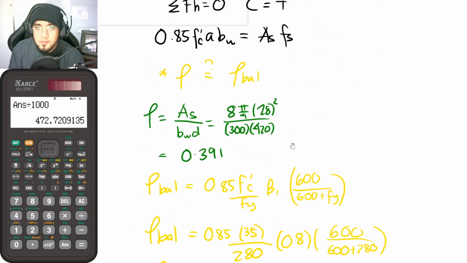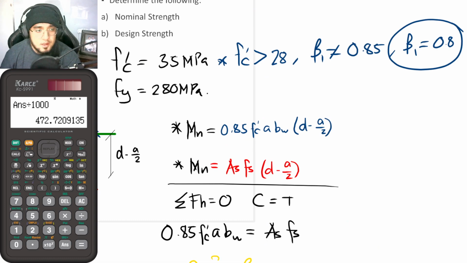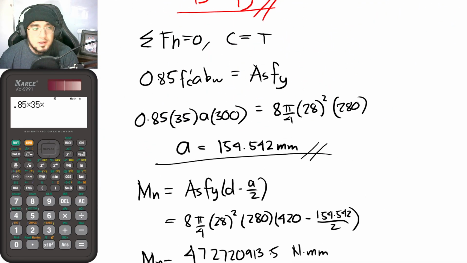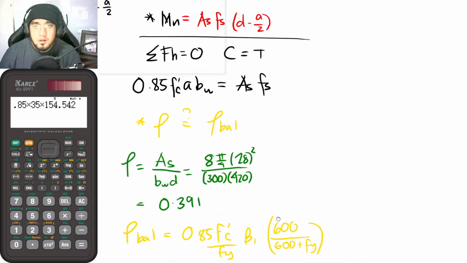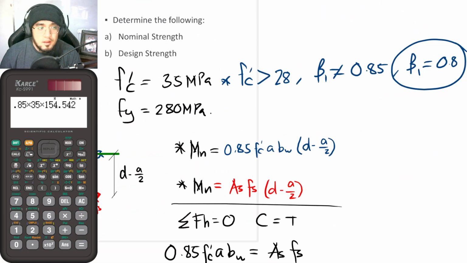So in order for you to check, you can make use of the other formula, being this. Let us try, but I would not write it any longer. I will just direct it to my calculator. So 0.85 times F prime C of 35 times A. What was our A again? So our A is 154.542, then times BW of 300, so again we are referring to this equation here, so times 420 minus A of 154.542.